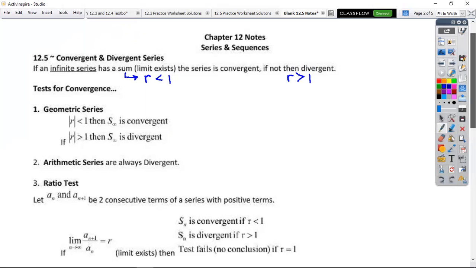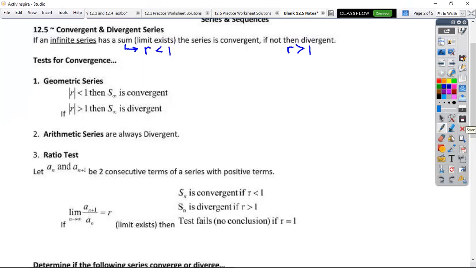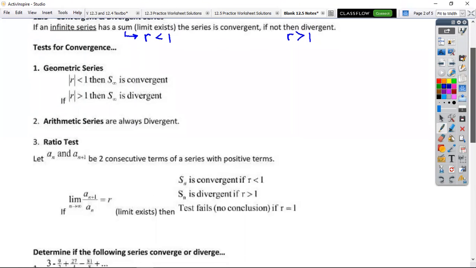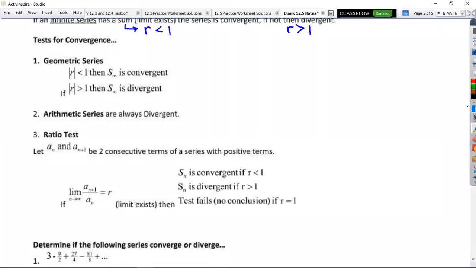So what we'll then do is kind of further classify this today. So if you get a geometric series in which your R value, when you take the absolute value, is less than 1, we're going to say that it's convergent. And if it's greater than 1, you're going to say that it's divergent. The next number up there, your arithmetic series, those are always going to be divergent.